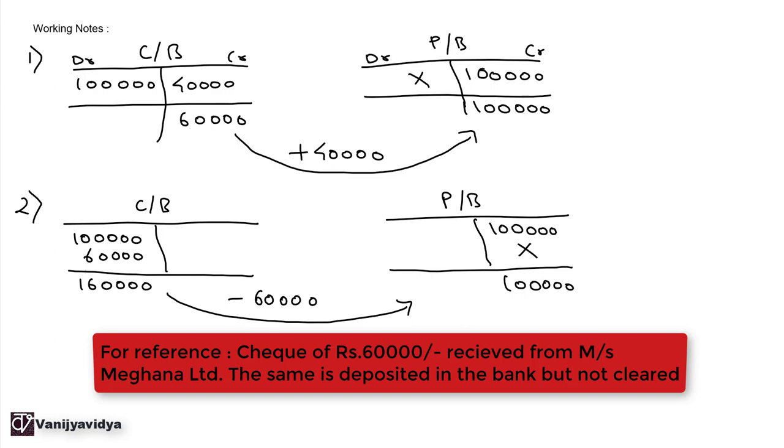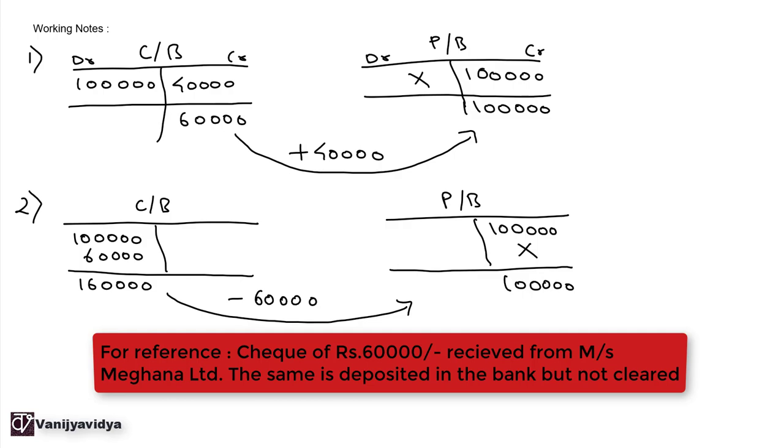So basically, the bank reconciliation statement is bridging the gap of balance between the cash book and passbook. In this case, we are given balance as per cash book and we have to find out balance as per passbook. That is why we are moving from cash book to passbook.